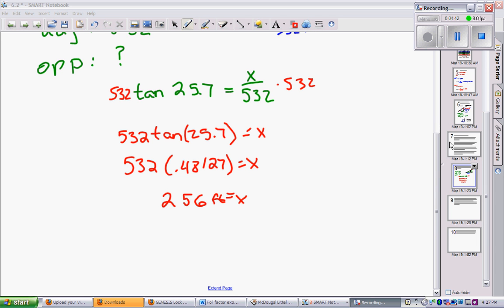The next two word problems involve a new concept, and we will go over those in class on Tuesday.